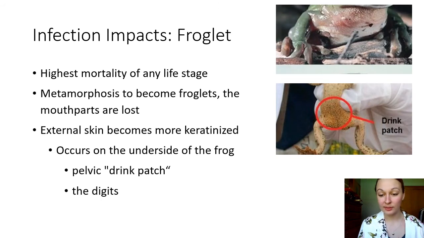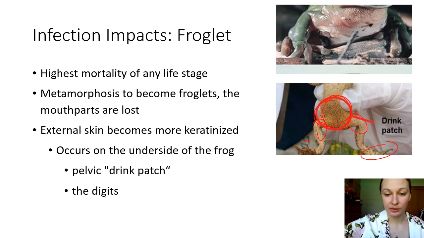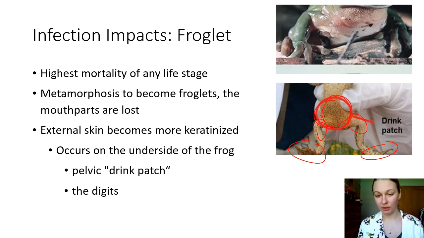Moving into the froglet stage, so tadpoles metamorphosize into a froglet. This is the highest mortality of any of the life stages. So those deformed mouth parts actually result in a loss of mouth parts in froglets. And in addition, the outer external skin becomes more keratinized, so there's more keratin in it, which means there's more of an area for BD to make its way into the animal. And so this typically happens on the underside, so the belly side of a frog, specifically focused on the drink patch area here, the thighs, and then the digits. So the digits are the fingers and the toes of that froglet.